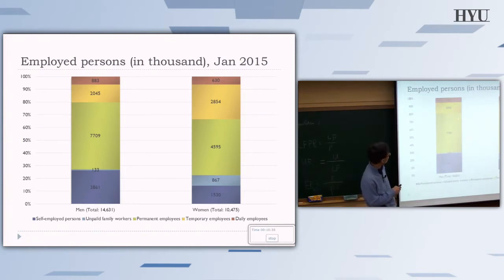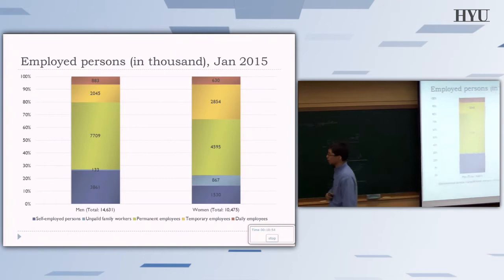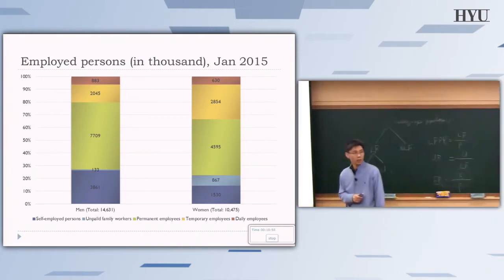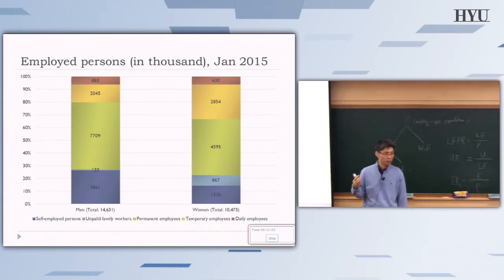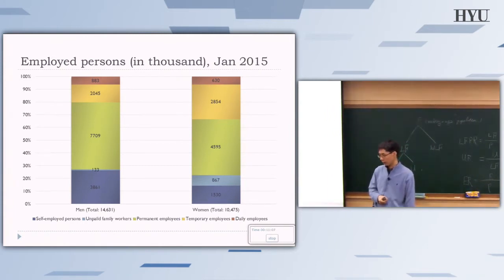For men, about 20% are temporary or daily employees, but among women, more than 30% are temporary or daily employees. So that's one characteristic of the Korean labor market. When we look at employed persons, women are much more likely to be temporary employees or daily employees.